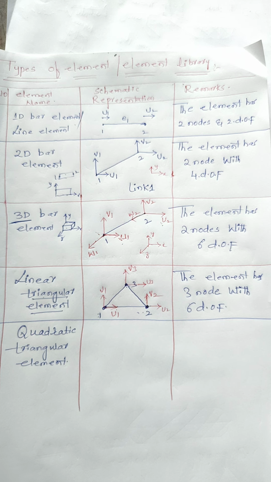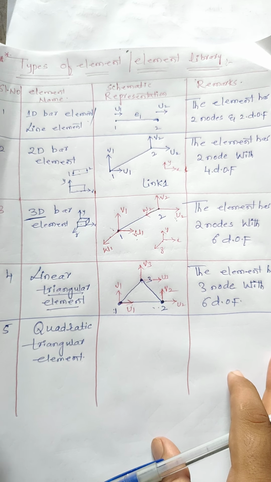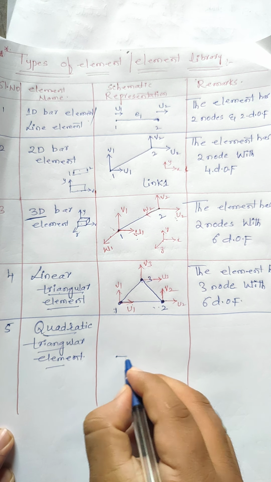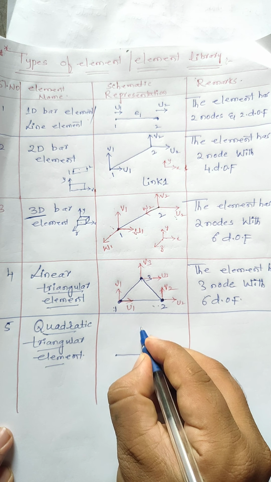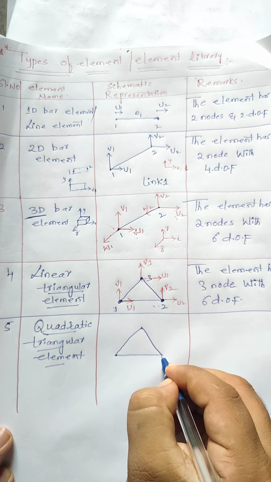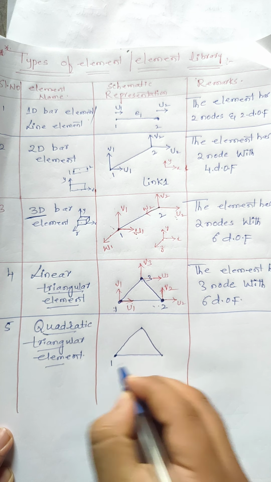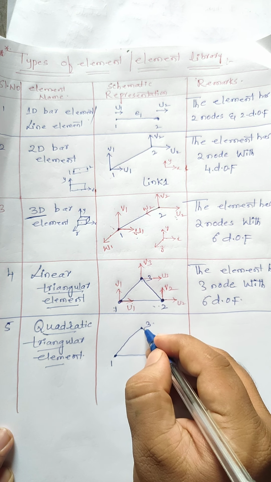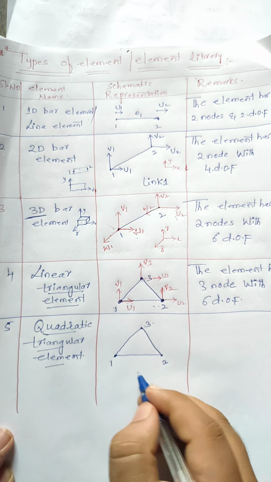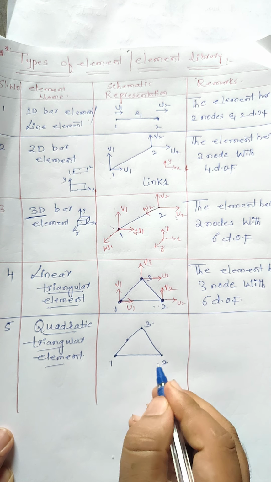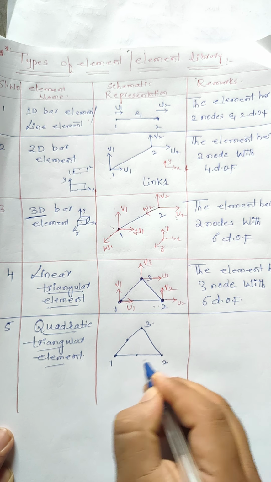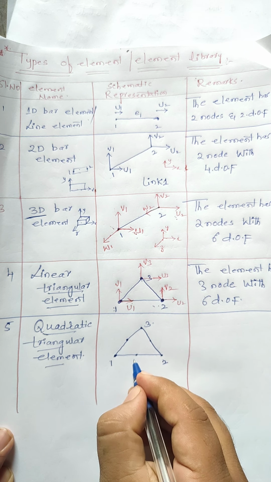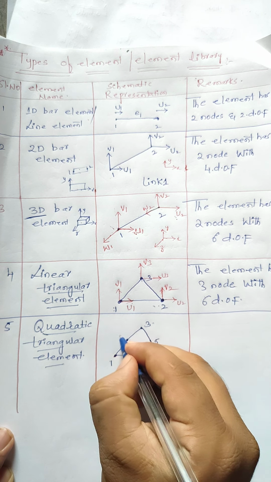So let us see, which one am I talking about? The quadratic triangular element. So consider the same linear triangular element. This is the first node, second node and third node. So in between 3 and 1, one more load can easily act here. From 1 to 2, one more load is acting at the midpoint. From 2 to 3, one more load can act at this point. So these points we can call point 4, point 5, point 6.